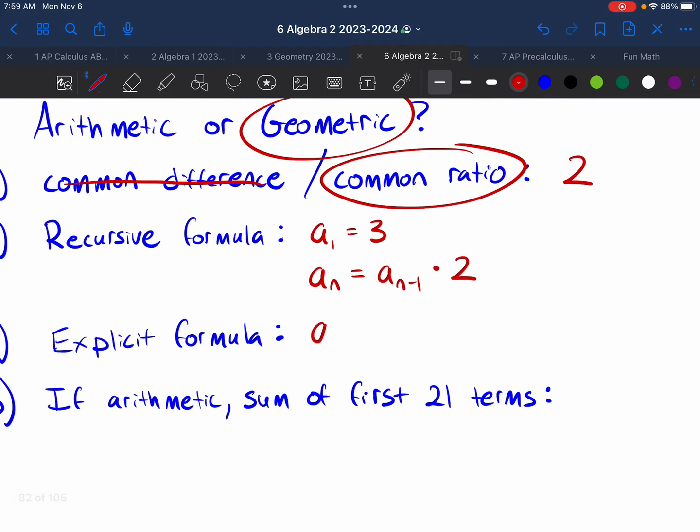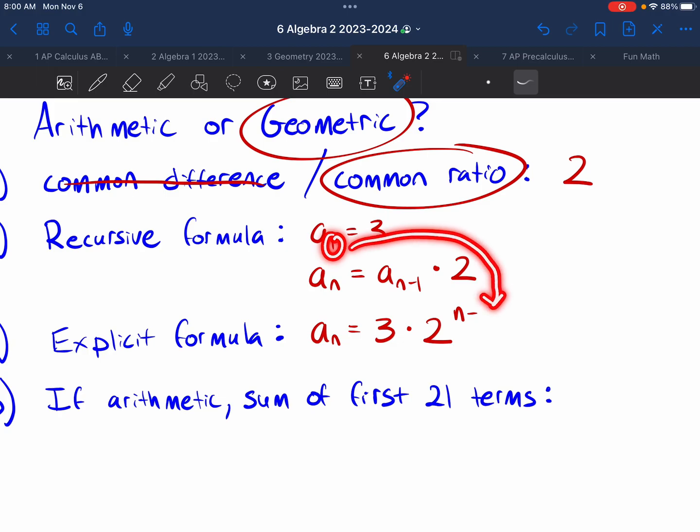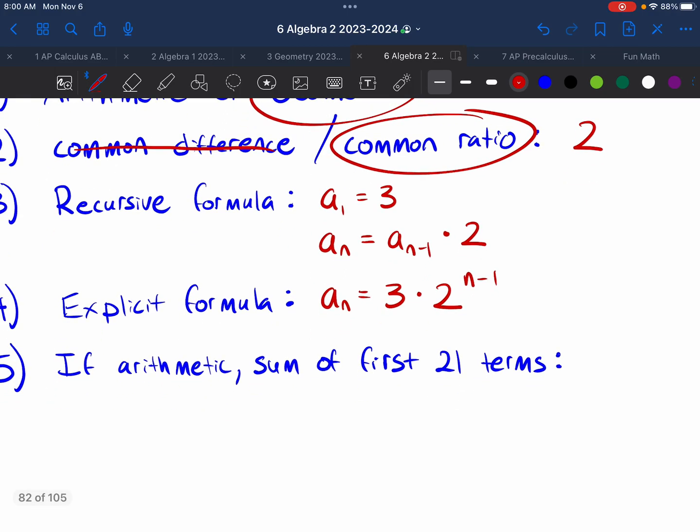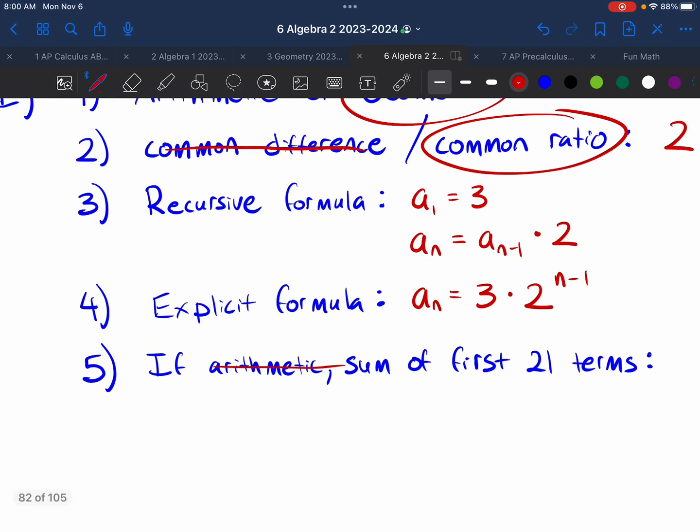So the explicit formula, a sub n: you take any number that you want. I'm going to take the first number, in this case 3, and multiply by 2. Repeatedly multiplying means we're going to come up here to the power. This is going to be 2 to the power of n minus, okay, which tile did we choose? We chose the first tile, so this is going to be n minus 1 in this case. So far, so good. All right, and this is not arithmetic, so we don't have to do number 5. This was geometric.